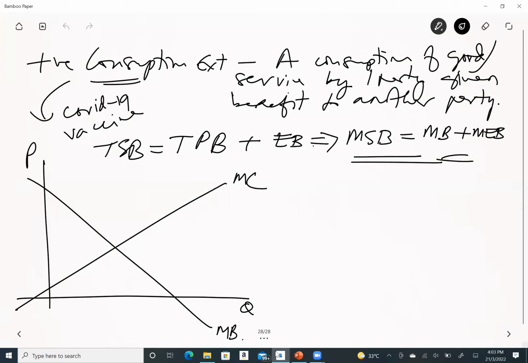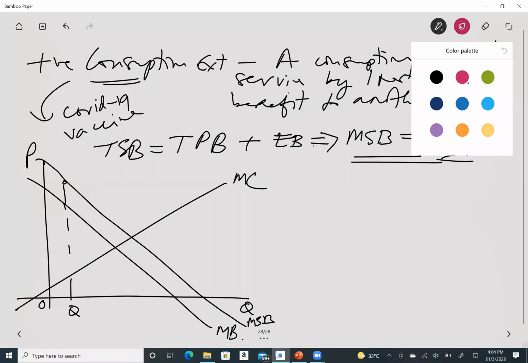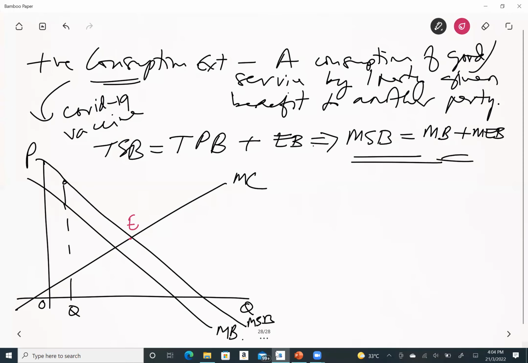Okay, first, where is the MSB relative to the marginal benefit function? Above MB. Above or below? Above. Should be above. Like I said earlier, it's easy to see. You have any Q, then you have MB plus MEB, somewhere there. So you've got the MSB. So now you compare the social equilibrium. Okay, equilibrium is there.